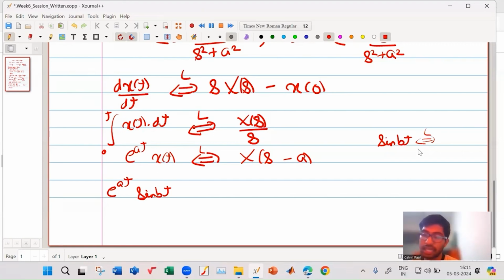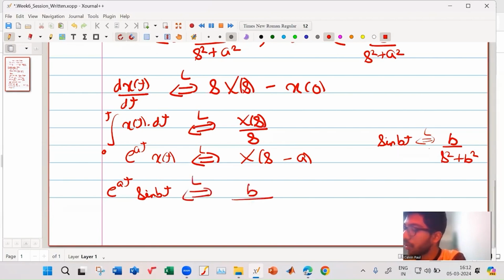What is the Laplace transform of sine bt? Okay, the Laplace transform of sine bt is b upon s square plus b square. Now, in case we have the Laplace transform of e raised to at sine bt, it will be given by b upon, where s is there, you replace it by s minus a. So it will be b upon (s minus a) square plus b square.